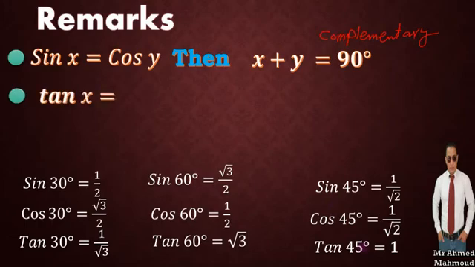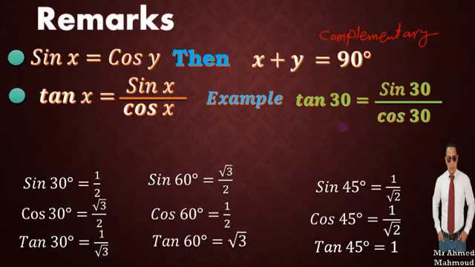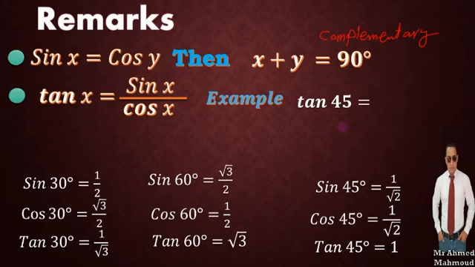So tan x equals sine x over cosine x. This is another rule for tan. Tan equals opposite over adjacent, or tan equals sine over cosine. For example, tan 60 equals sine 60 over cosine 60. You can check with the calculator. Or tan 30 equals sine 30 over cosine 30. Also you can check by calculator. And tan 45 equals sine 45 over cosine 45. Okay, another remark.